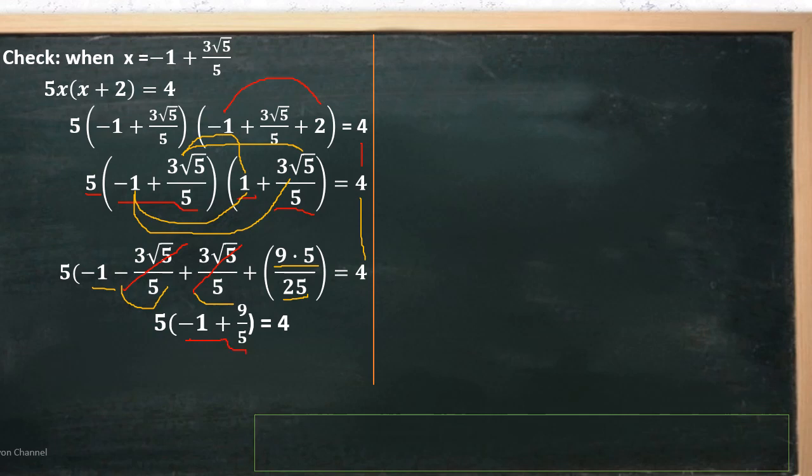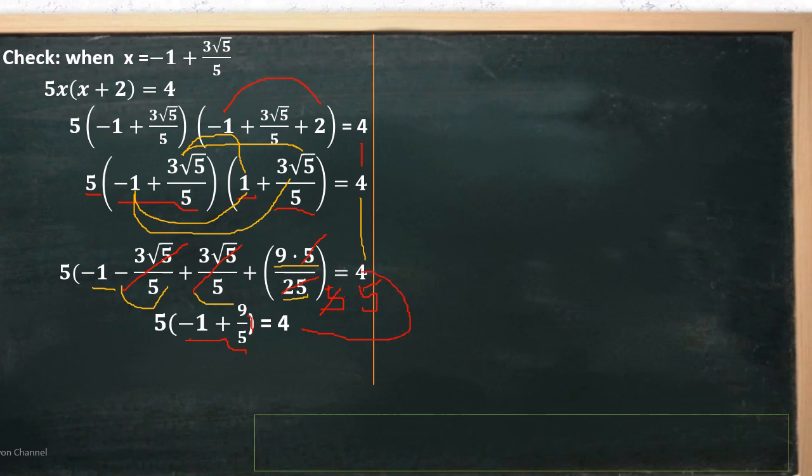Why do we have here 9 over 5? Actually, this is the result for the simplified form of 9 times 5 over 25. Why do we have 9 over 5? Because we can factor 25 as 5 times 5, and we can cancel out one of the factors of 5 in the numerator and the 5 in the denominator. That is why we have here 9 over 5. And of course, we have to bring down 4.